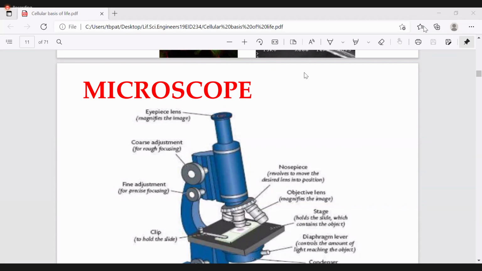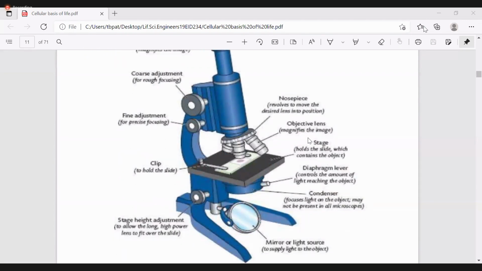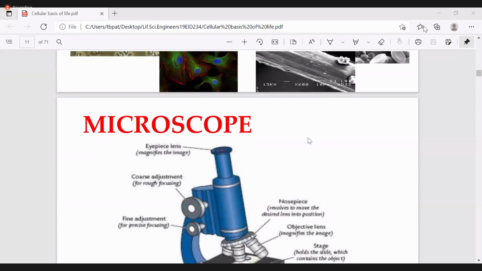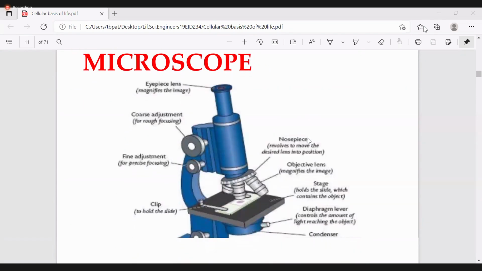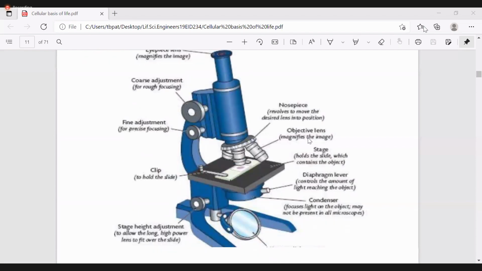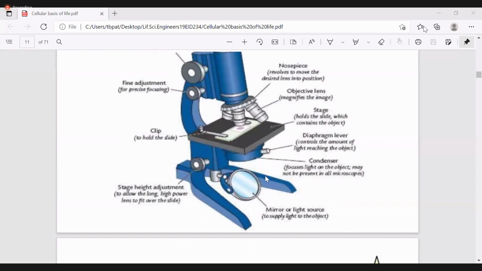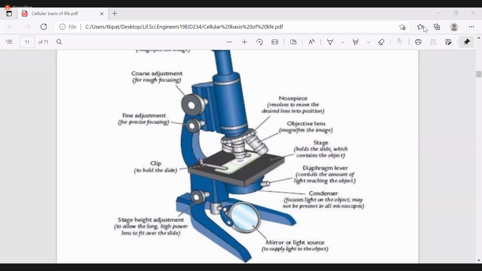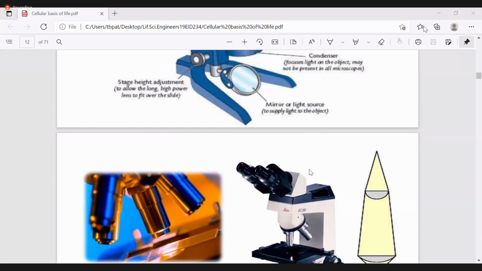The microscope, I will send you those videos also. Anyhow, this microscope, the parts of the microscope, how we handle it, and in what way it magnifies. These are all the several types of microscopes we have identified.